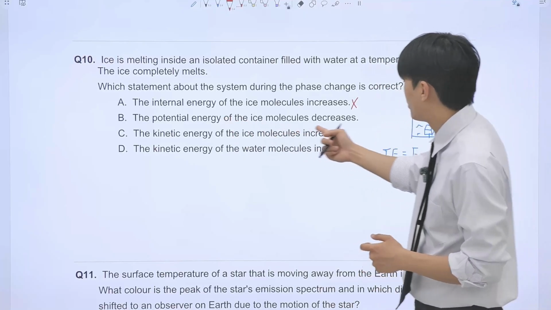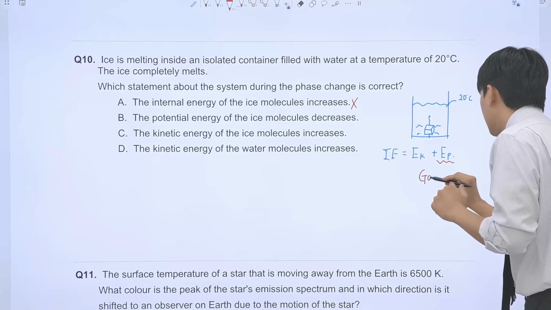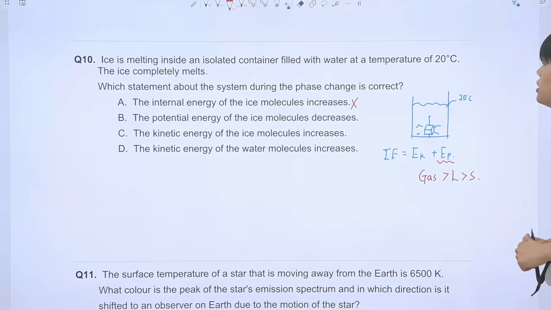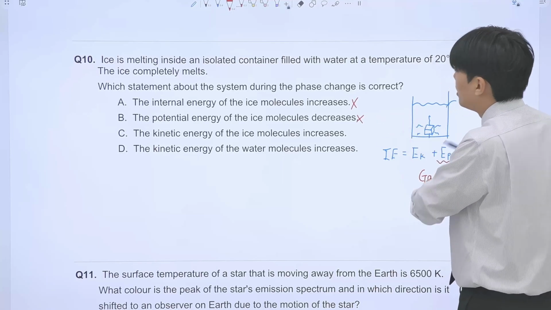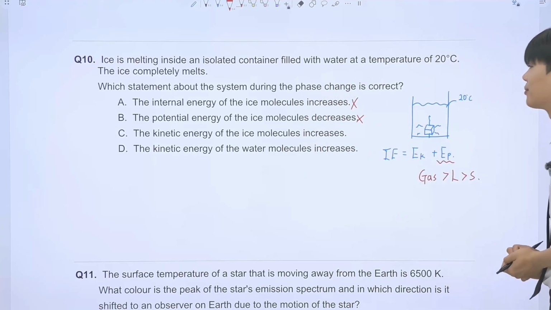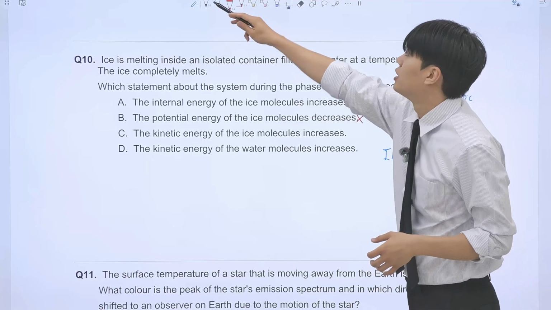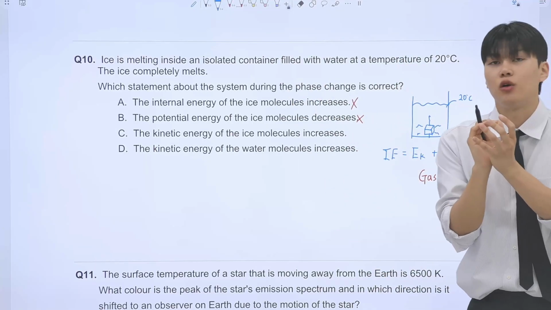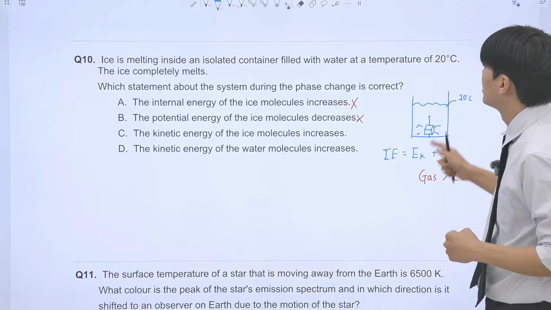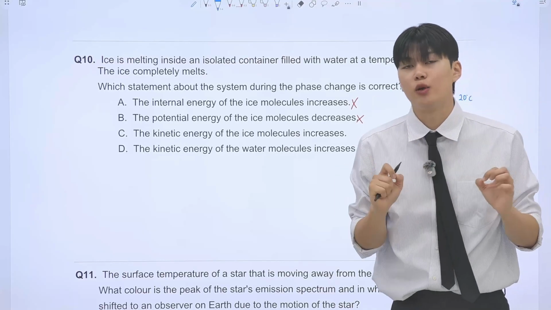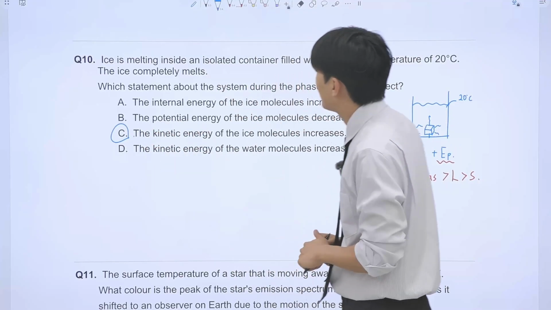Second one, potential energy of the ice molecule decreases. Think about the potential energy. For the intermolecular potential energy, the gas state has the greatest energy, then liquid and solid. So from ice, it goes from solid to liquid, right? Which means the intermolecular potential energy should increase, right? But see, the kinetic energy of the ice increases. That's pretty obvious because the ice molecules have barely any kinetic energy. Of course, they have vibrational kinetic energy, but that's way lower. But when it transforms into water molecules, they have some speed, which means they have translational kinetic energy. So that's the correct one. The C must be the answer in that case.